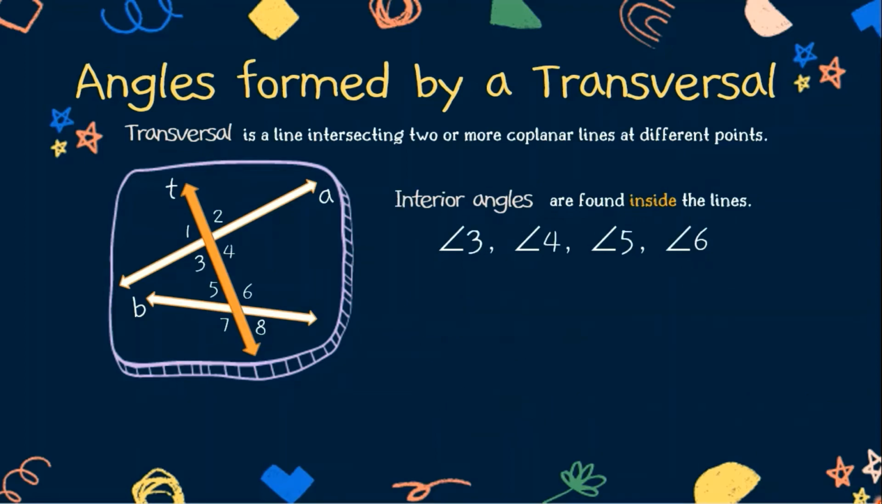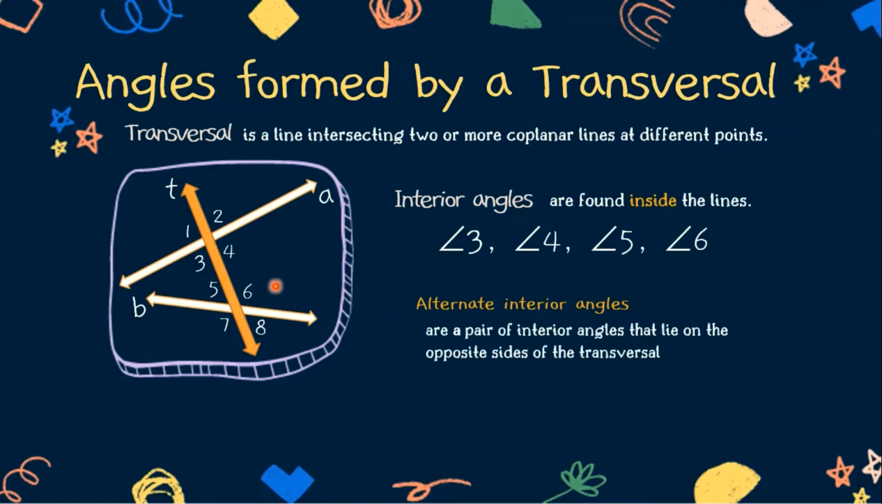Next, mag-focus naman tayo sa mga interior angles. Angles 3, 4, 5, and 6. Dito lang tayo mag-focus. Hindi naman natin papansinin yung mga exterior angles. We have the alternate interior angles. These are a pair of interior angles that lie on the opposite side of the transversal. Isang nasa left at isang nasa right.